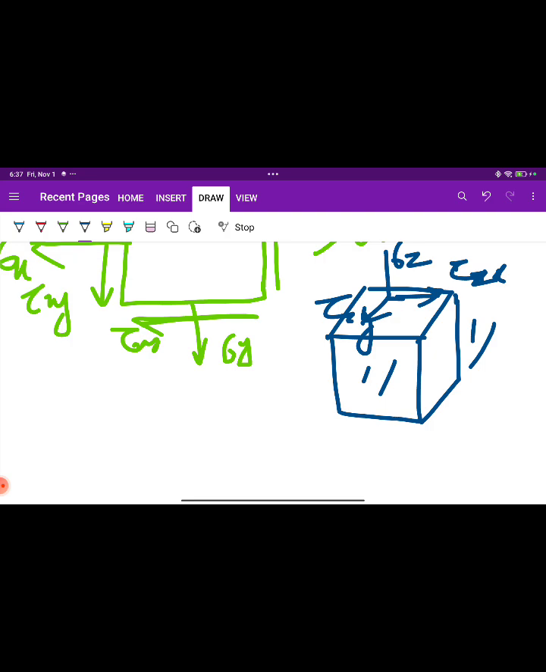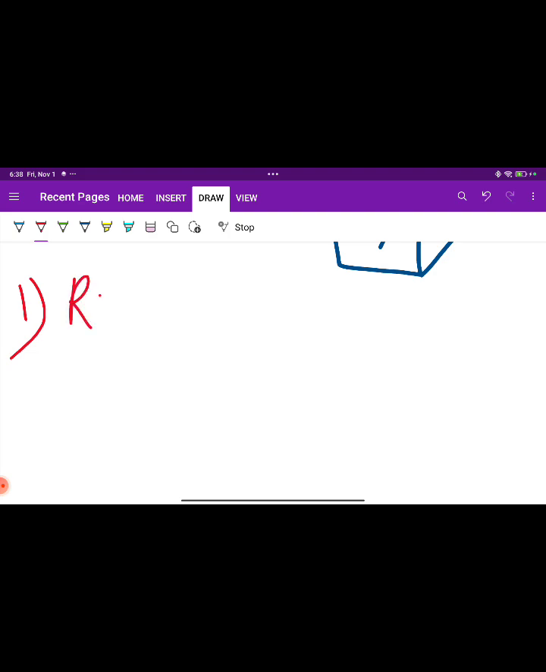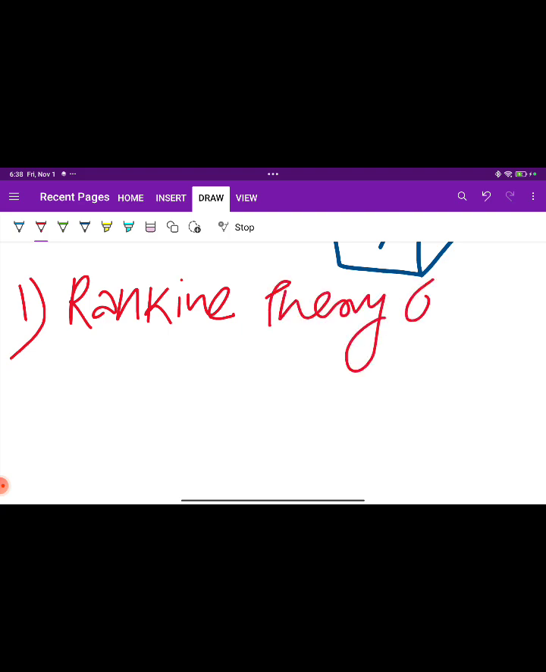So basically there are 5 theories of failure that we need to understand, and these are: number 1, maximum principal stress or maximum normal stress theory of failure, or simply we can say Rankine's theory of failure. So this is the first theory of failure that we need to study.